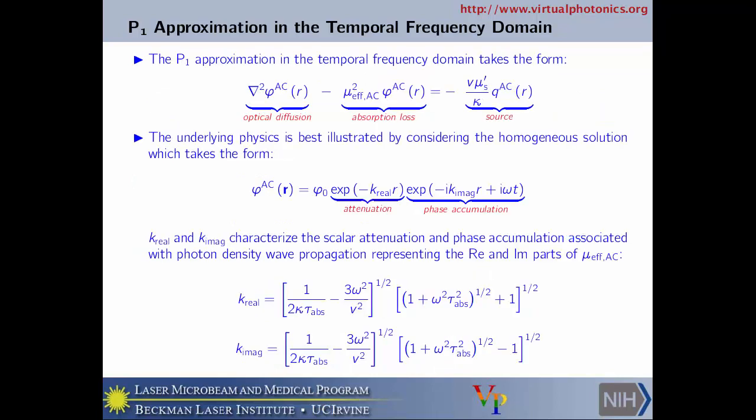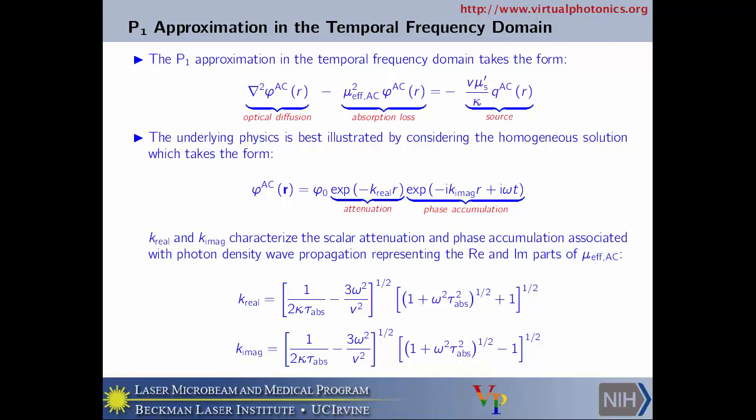So to solve this equation, you can adopt this basic functional form for the modulated fluence rate. So you basically have an exponential decay in the real domain, which expresses the attenuation of that wave, and then you have an exponential decay in the imaginary space, in some sense, that communicates the phase accumulation of that wave as it propagates. And you can solve for both the k real and the k imaginary.